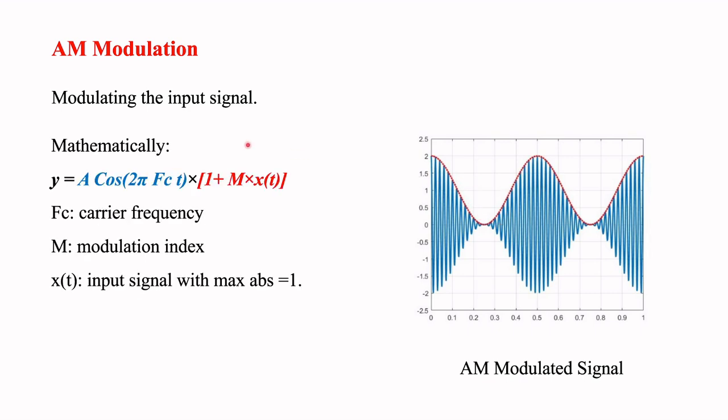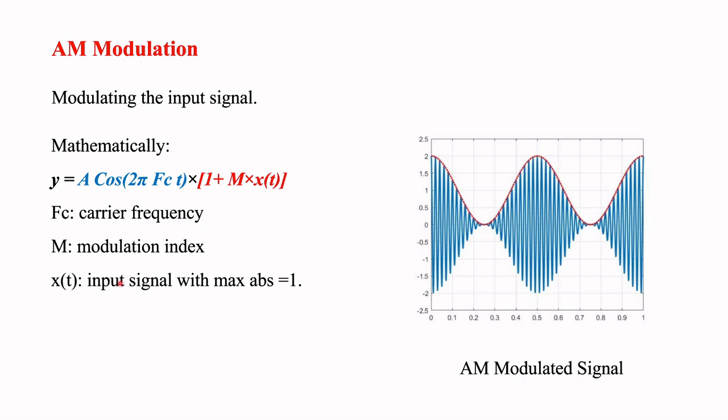So in general, this is the general equation of AM modulated signal. Here we can notice the carrier signal, and here the red curve or our input message, we can see it here. So simply we are changing the amplitude of our carrier signal in accordance with the input message. And we have important parameters here. For example, the carrier frequency, FC, the modulation index, M, and of course our input signal, which is normalized to a maximum absolute value of 1.